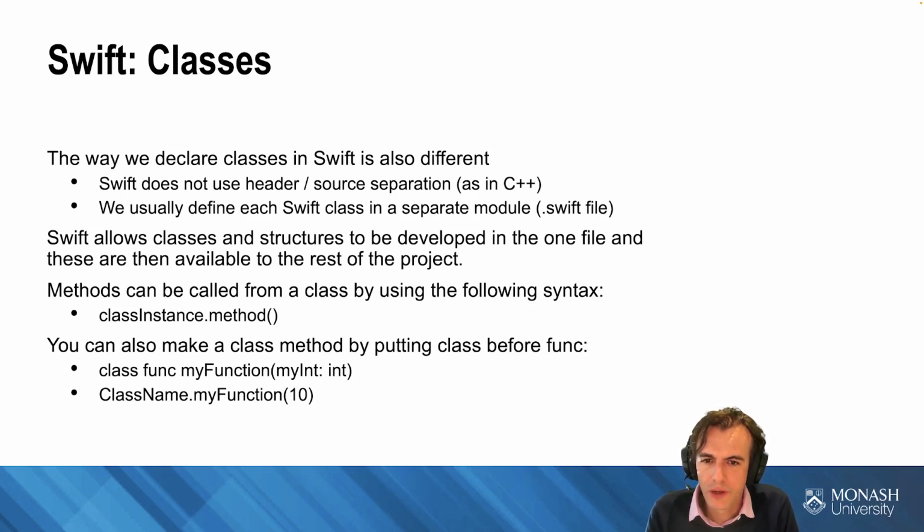So we can call methods on a class by having a variable that holds our class instance, and we just say dot and give the method name and any arguments that we need to pass for any parameters that are required by that method. And it's also possible to make class methods. So these are methods that can be called on a class but don't act on a particular instance of the class. And they're defined with this class keyword.